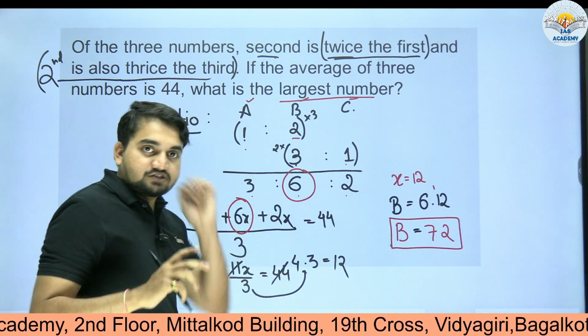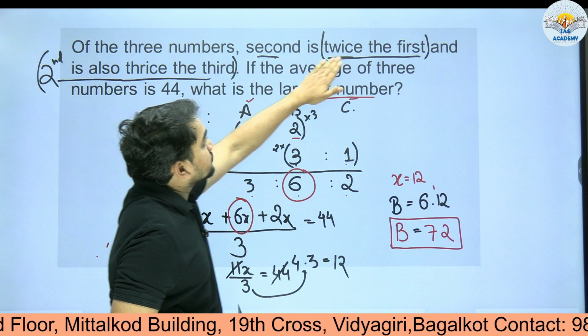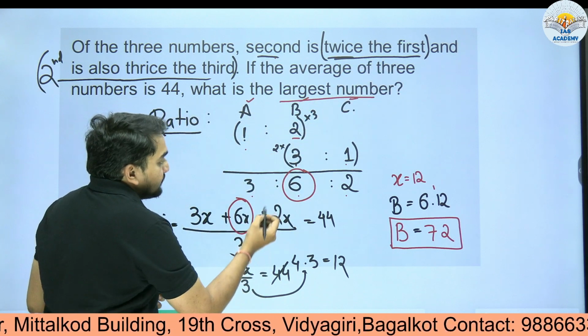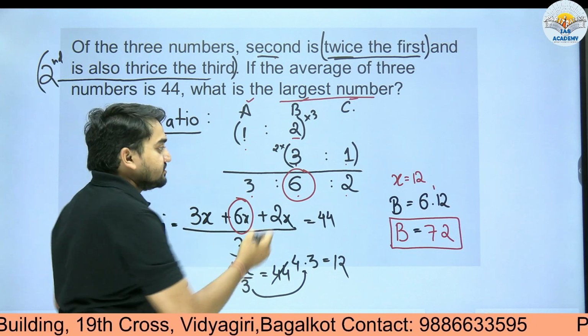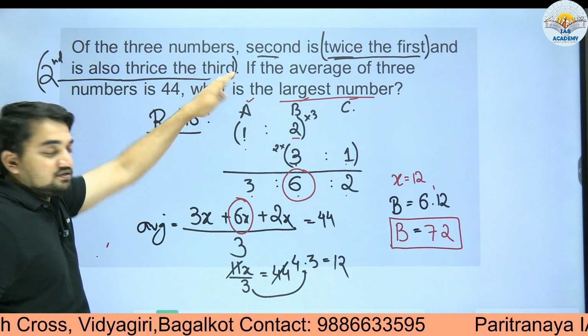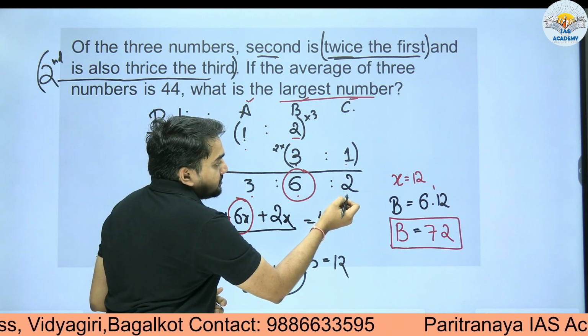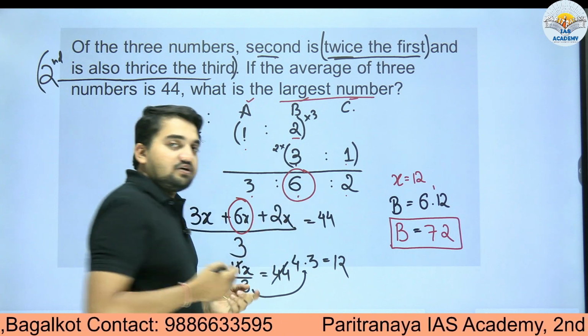So for a cross check, to see whether it is right or not, you can again see this. Second is twice the first. Is it true? So first is 3, the second is 6. 3 into 2 is 6. Okay, again, second is also thrice the third. So 2 is the third and its thrice is how much? 2 into 3 is 6 already.